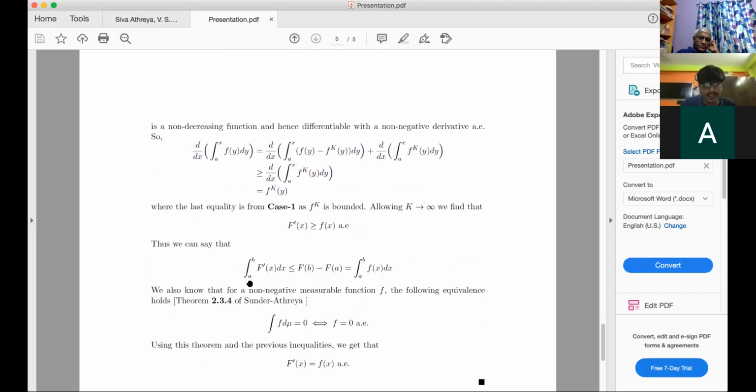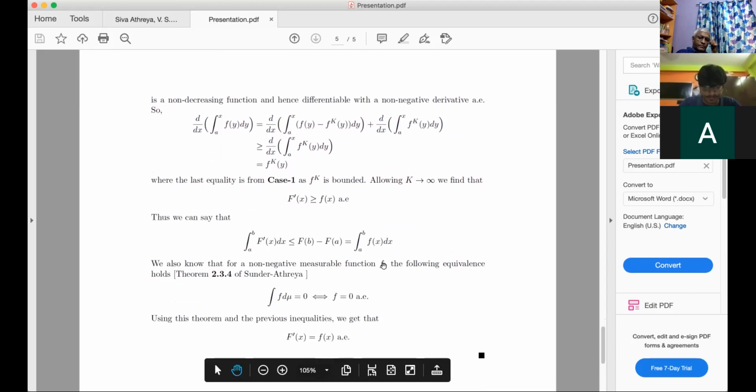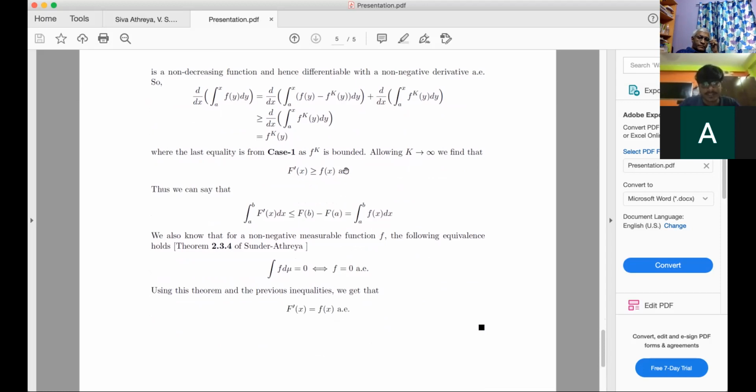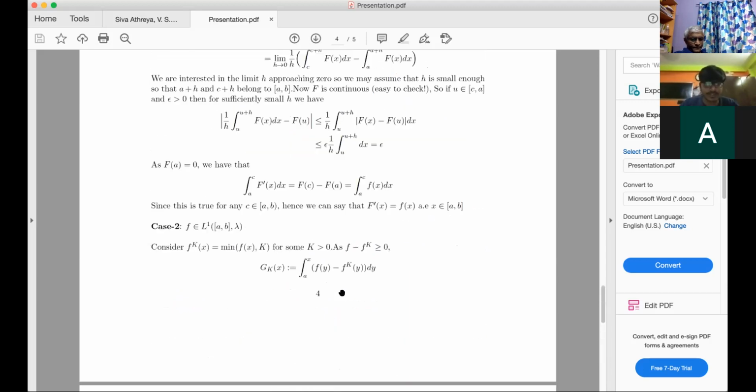Thus, we can say that the integral from a to b of f prime of x dx is less than or equal to F(b) minus F(a). This is the last theorem which Richik proved in his presentation. Using this, this thing is basically equal to the integral from a to b of f(x) dx from the very definition of capital F of x. So from here you get that this difference is greater than or equal to 0, and from here you get that the integral of the difference is less than or equal to 0. Using these two equations, you can say that the integral is equal to 0. And again, using the theorem that the integral of f d mu equal to 0 implies f is 0 almost everywhere, you can say that f prime of x is equal to f(x) almost everywhere. This was the theorem that we wanted to prove.